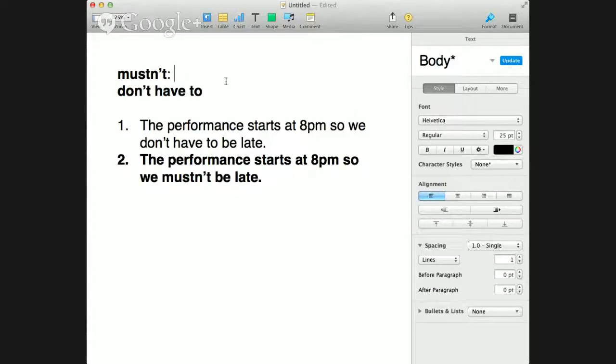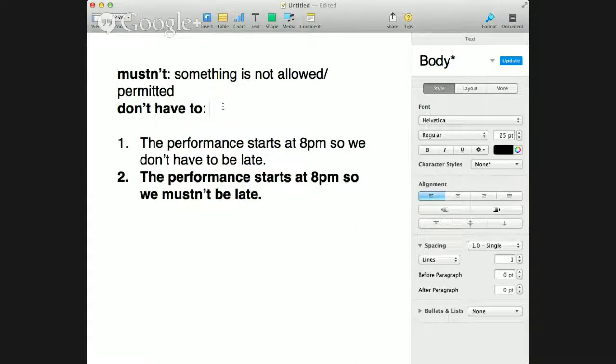Let me explain it to you guys because this one's a little bit weird. Basically, it's that these two words have different meanings. So mustn't is used to say that something is not allowed, not permitted. And this one is used to say that something is unnecessary. So you don't have to do it. It's not an obligation. So that's quite a distinctive difference.